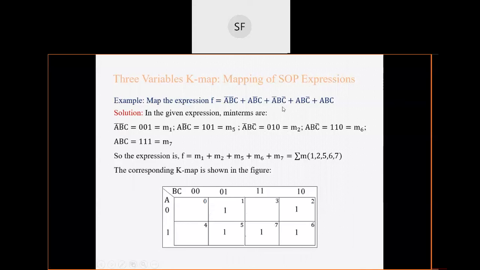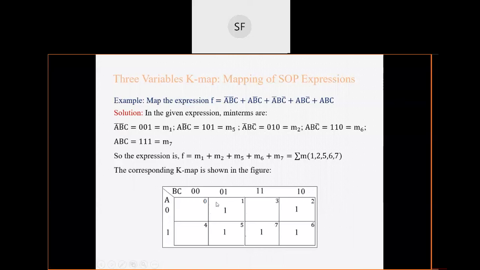So as soon as you observe it is a 3 variable function, you have to draw the 3 variable K map first. All these cells will be blank, there will be no ones here. Then you have to give the values of A, which will be 0, 1. Here you have to write BC, the remaining two variables. Then write 0 0, 0 1, 1 1, and then 1 0.